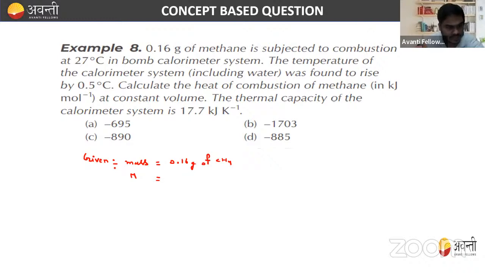Molar mass, right? So anyone? Molar mass of the methane? That is nothing but 16, right? Because C has mass 12 and 4 hydrogens have mass 4, that is 16, right?